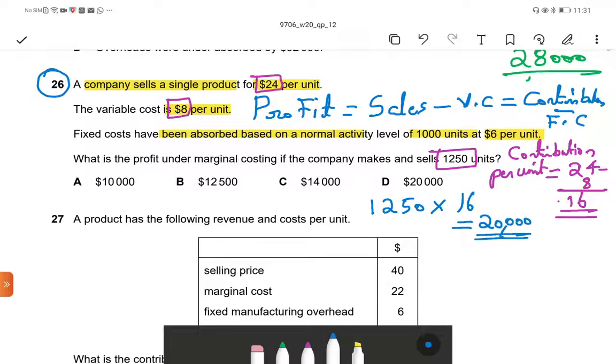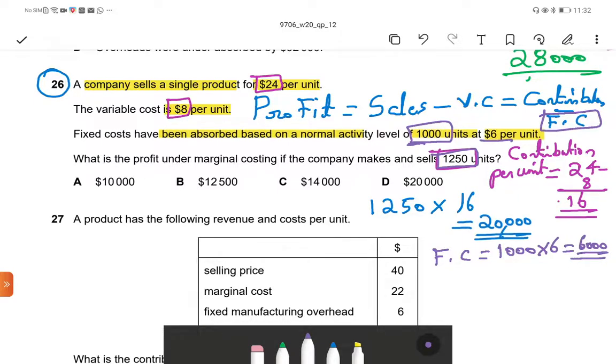What is our question? What is the profit under marginal costing if the company makes and sells 1250 units? So now the contribution is 20,000 minus fixed cost. We have to calculate the fixed cost now. Here the fixed cost is given for 1000 units, 6 per unit. They calculate the fixed cost for each 1000 units, so we take the fixed cost for 1000 units only, 1000 into 6. 6000 is the fixed cost.